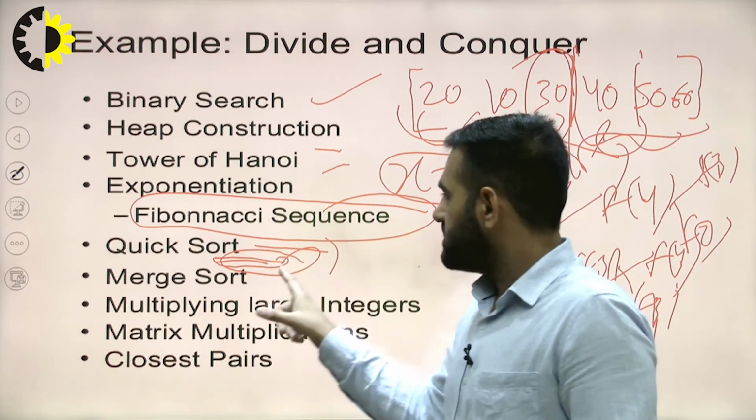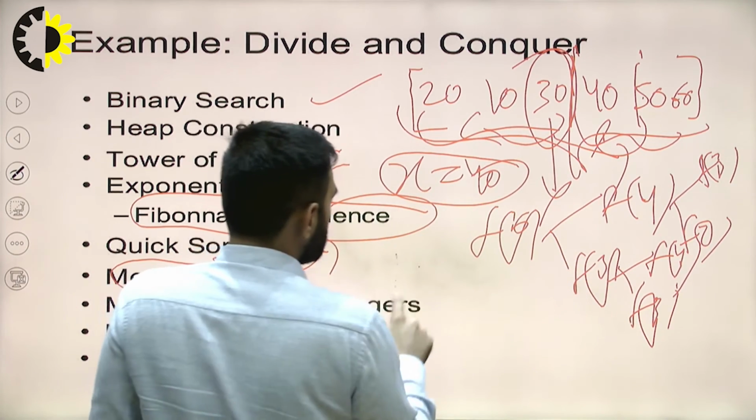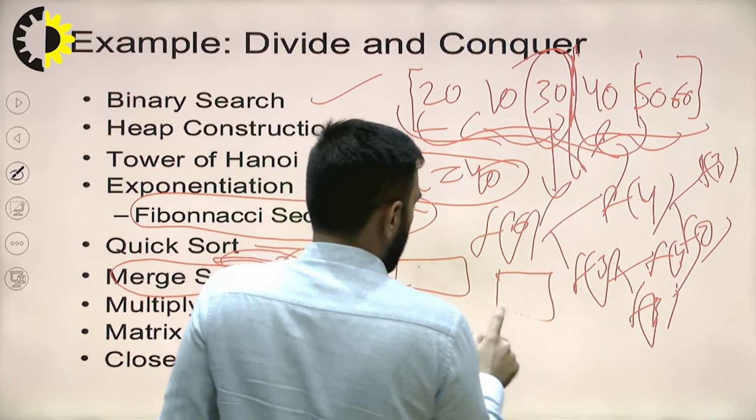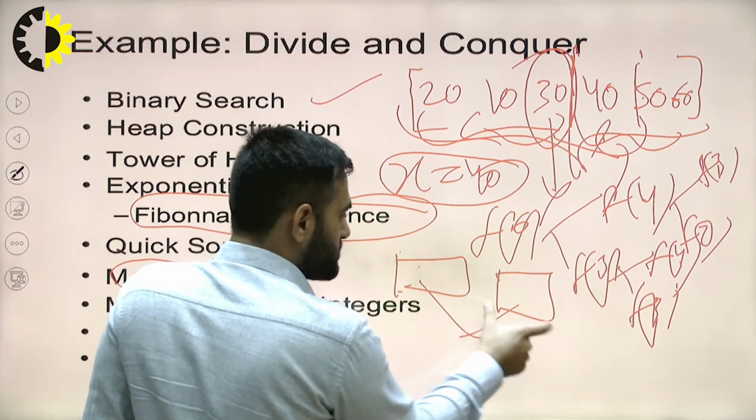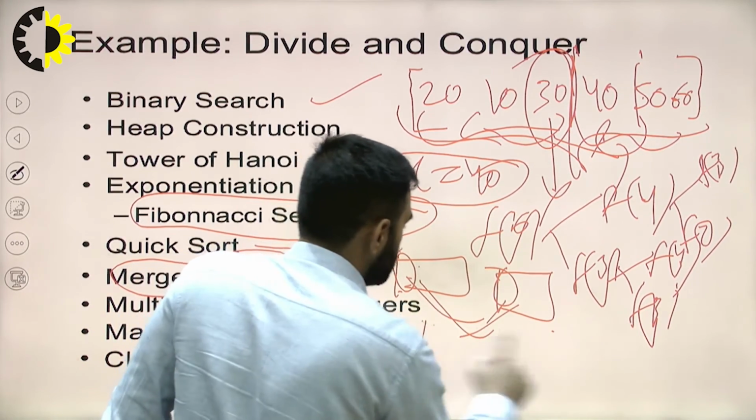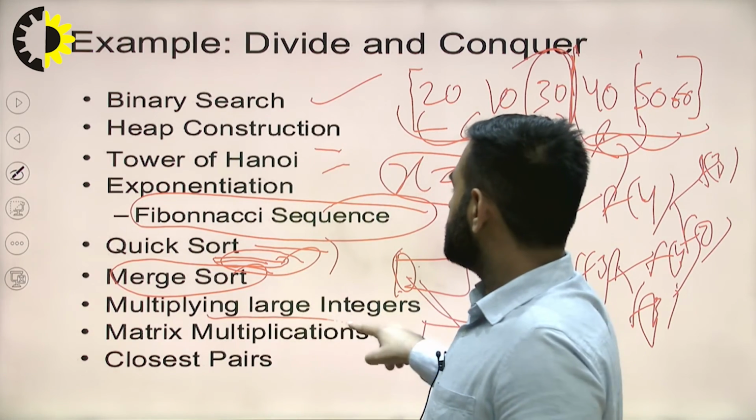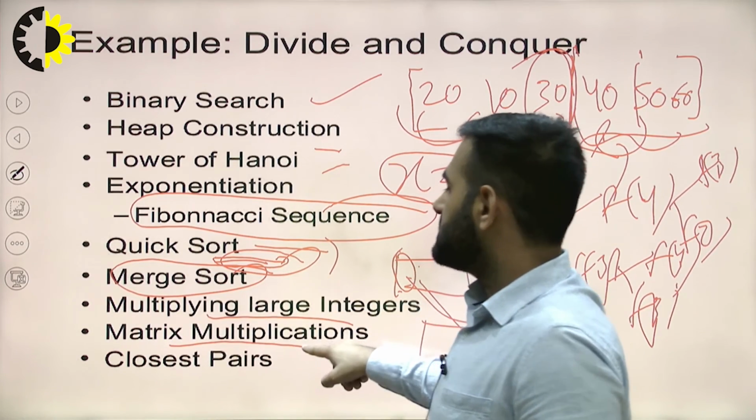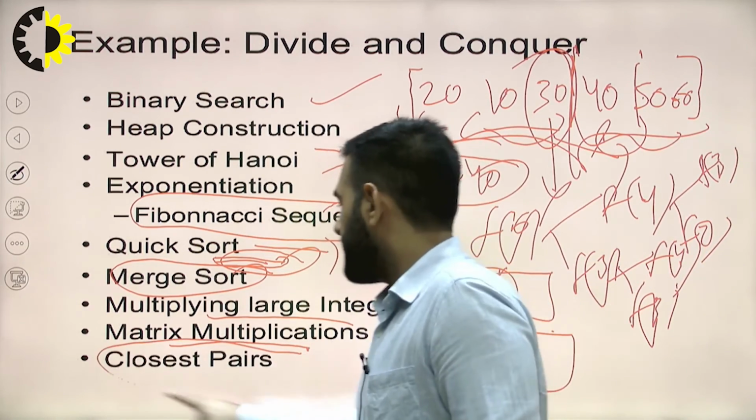We will discuss merge sort. In merge sort, we will take two sorted subarrays and we will combine them. It is an out-of-place algorithm. We will combine them. Like, it is a sorted array, it is a sorted array. We will take the first element, combine and place it in the final array. Multiplying large integers, matrix multiplication versus Strassen's matrix multiplication is an example of divide and conquer, and so is closest pair in the plane.